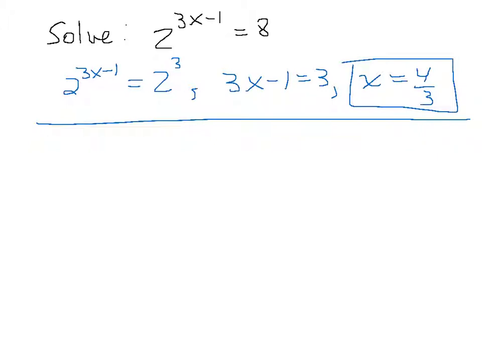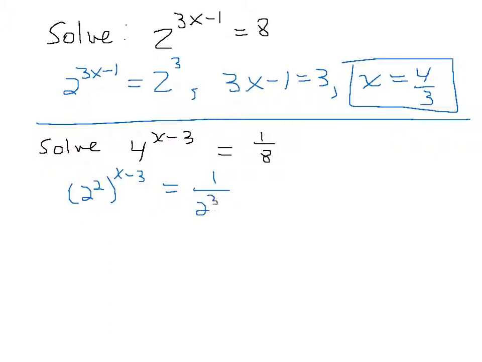Let's step it up one level of difficulty. Check this one out. It looks kind of weird, and what makes this problem doable is that both 4 and 8 can be written as powers of 2. Instead of 4, I write 2 squared to the x minus 3. Instead of 8, I write 2 cubed. Now, using my rules of exponents, I multiply here. This gives me 2 to the 2x minus 6, and this is the same as 2 to the minus 3.